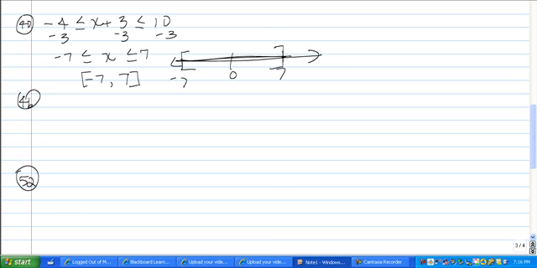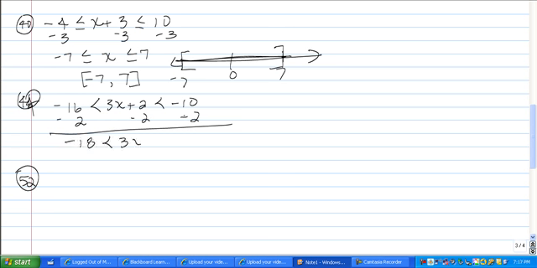Okay, number 46. Negative 16 is less than 3x plus 2 is less than negative 10. Wait a minute. Got on the wrong one. I'm doing 44. We'll just change it. Okay, it's less than negative 10. So we'll subtract 2. Again, we want to isolate the x in the middle. Negative 18 is less than 3x is less than negative 12.